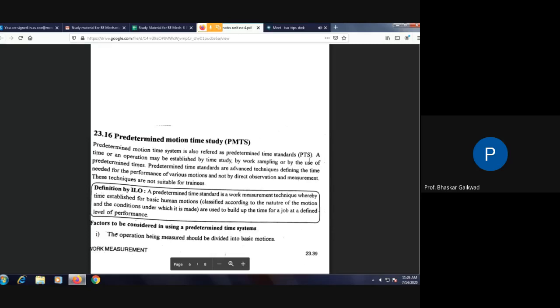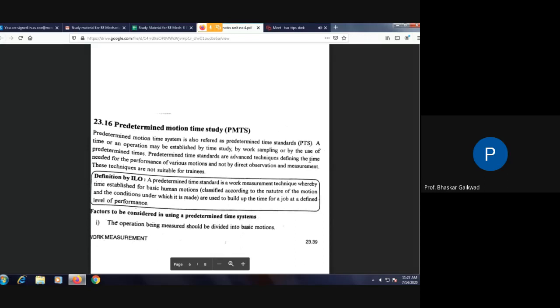activity, same activity. Here, predetermined motion work measurement technique whereby time is established for basic human motions. What are the basic human motions? To catch, grasp, move, go, like this motion. What are those motions? After this slide, we will go into those motions. How much time is required for that motion, that we have to establish at the standard level of performance. This is the definition. Okay.